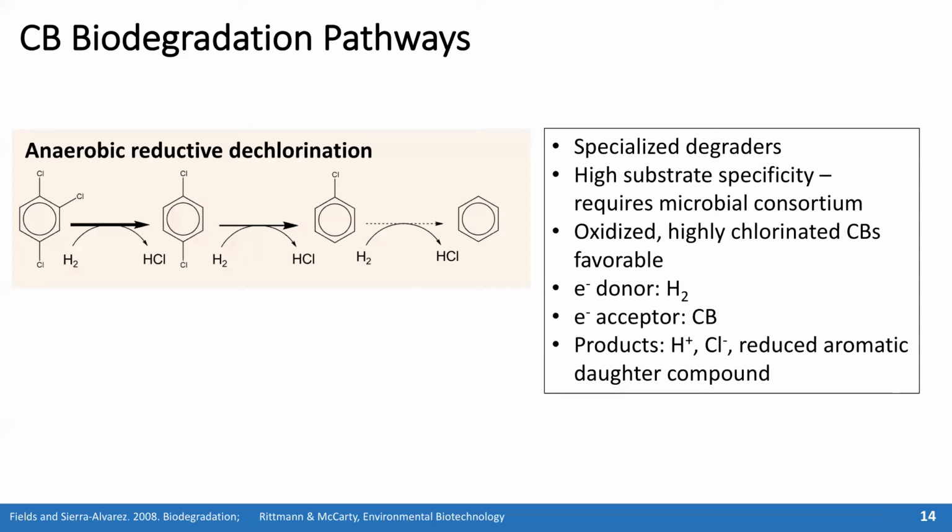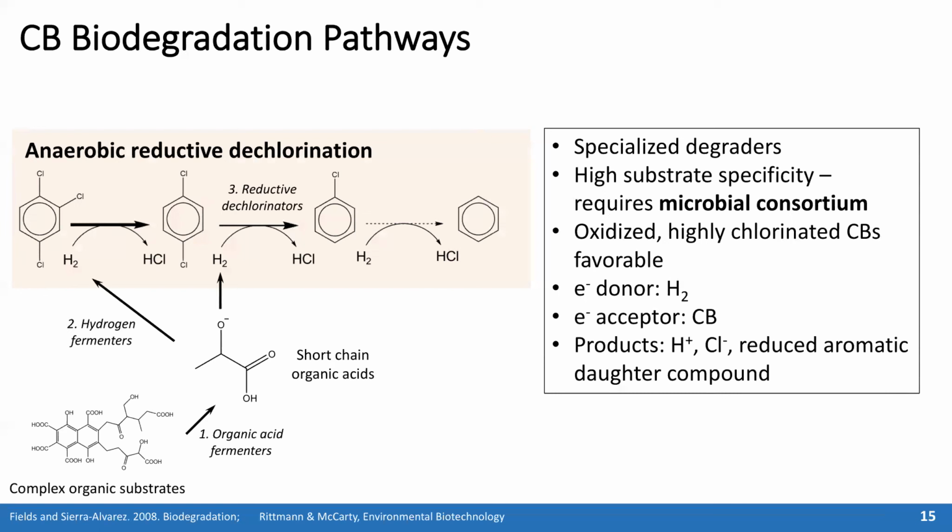And if there's an electron donor available, typically hydrogen, then this can react with the chlorinated benzenes and pull off a halogen, or a chlorine in this case, giving you a dichlorobenzene. And then that can go again, in sequence, to monochlorobenzene, and eventually that goes to benzene. This usually requires a consortium of organisms.